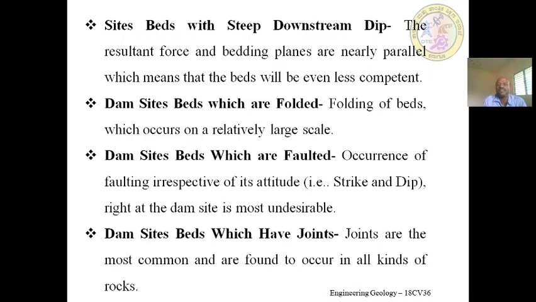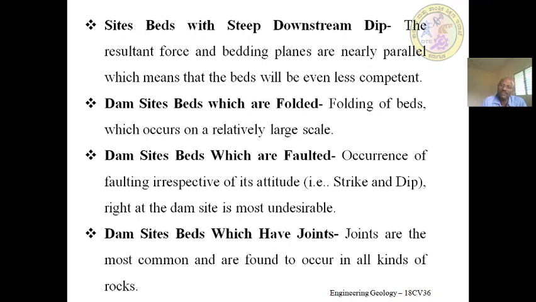In sites with beds of steep downstream dip, the resultant force and bedding planes are nearly parallel, which means that the beds will be even less competent. So such types of terrain are not suitable for dam sites. Dam sites with folded beds: folding occurs on a relatively large scale. Large scale folds are suitable for a dam site, whereas locally formed folds or small scale folds need consideration.